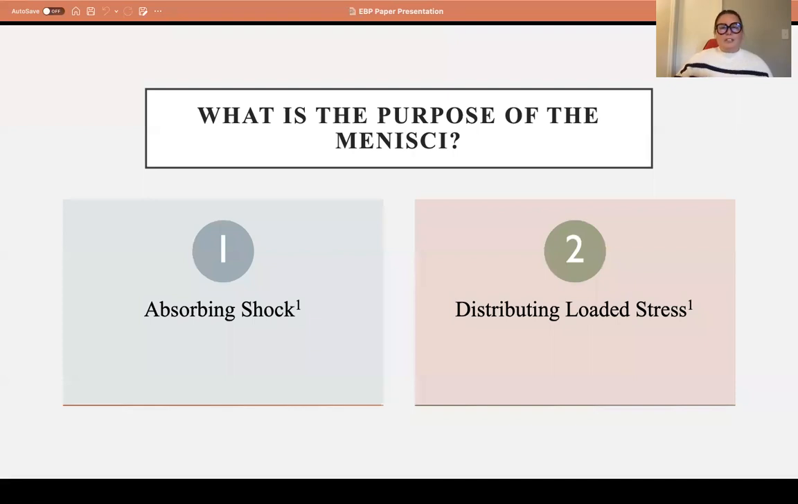So what is the purpose of the menisci? Well, a meniscus only has two roles throughout the joint: absorbing shock and distributing loaded stress. By distributing the loaded stress, it creates a source of protection for the menisci by distributing the forces throughout the entire joint instead of allowing it to fall directly on one portion of the meniscus. So if somebody was placing a lot of pressure on their posterior horn, the posterior horn would deteriorate at a faster pace than the body or the anterior horn.